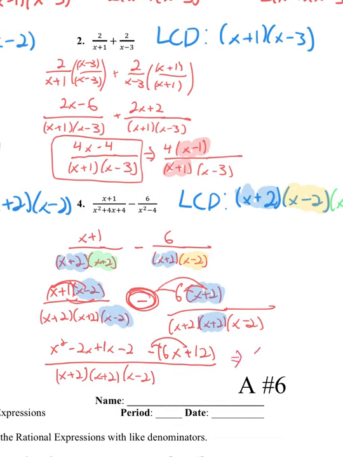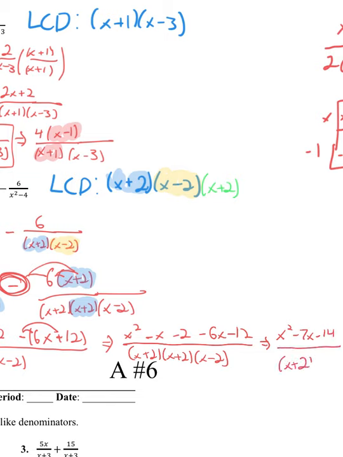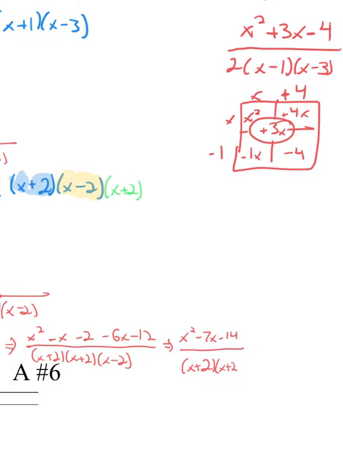So as I'm combining like terms, I'm going to get an x squared minus x minus 2, and then minus 6x minus 12. And then I get a negative 6x, that's going to give me a negative 7x. And then negative 2 minus 12 is negative 14. All over x plus 2, x plus 2, x minus 2.